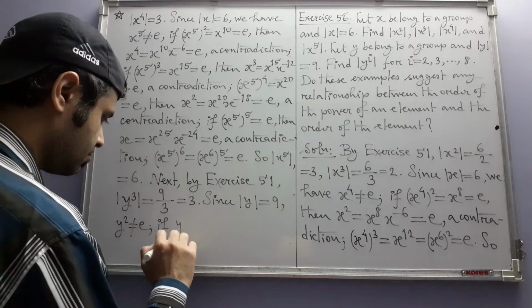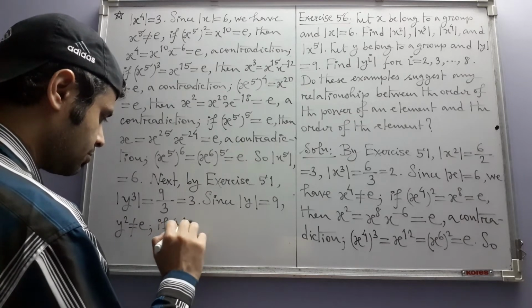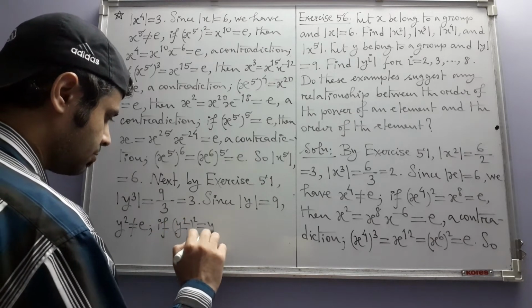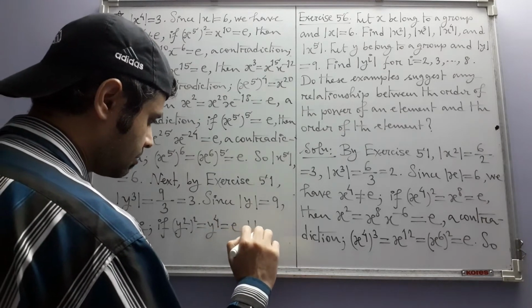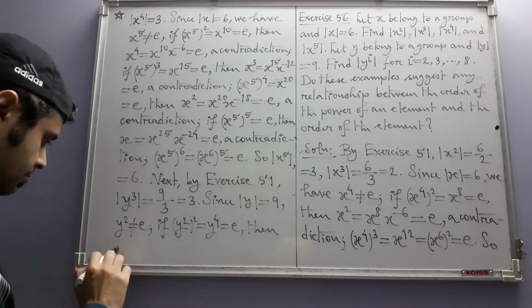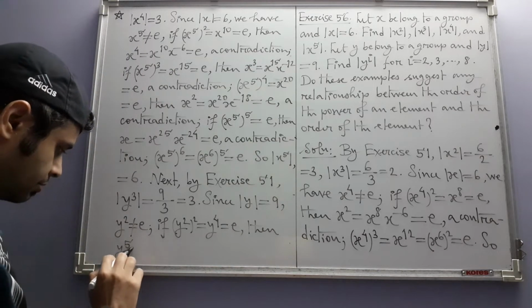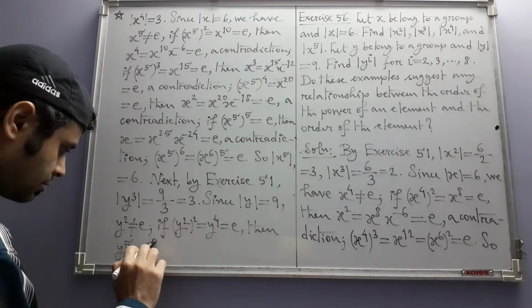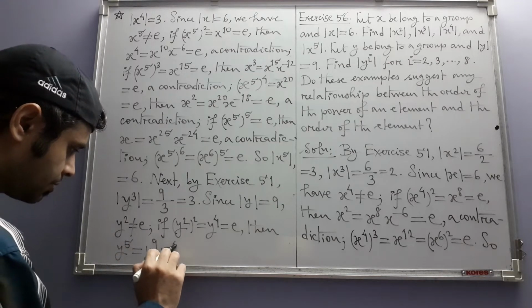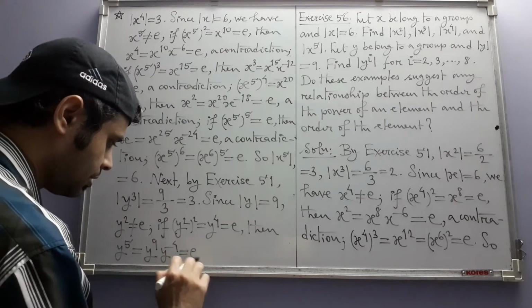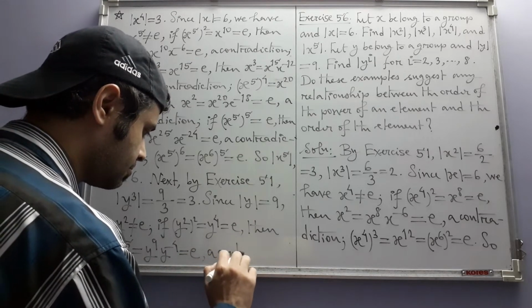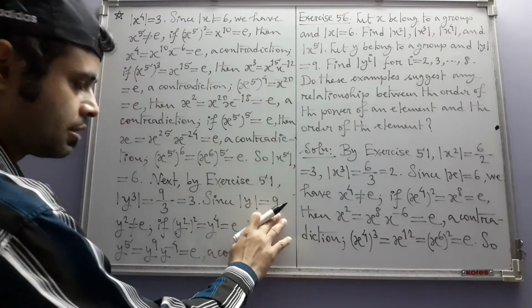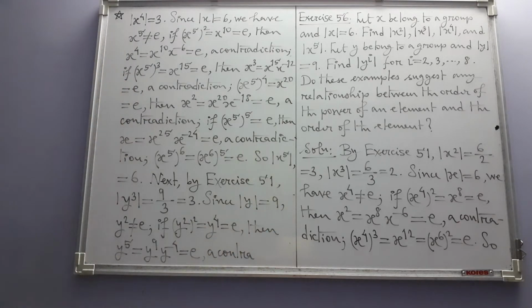If y squared whole squared, which is y to the power 4, is the identity, then y to the power 5, which can be written as y to the power 9 times y to the power minus 4, becomes the identity, a contradiction. A contradiction to this hypothesis that the order of y is 9.